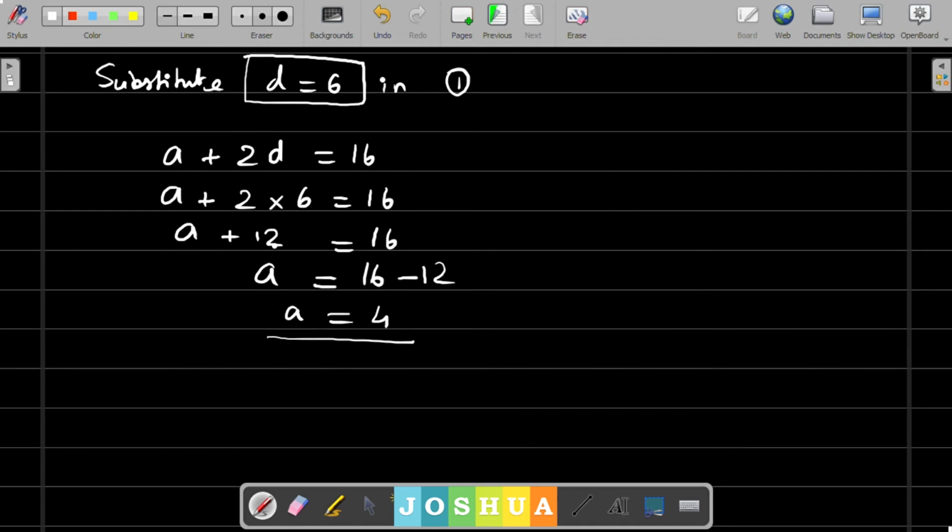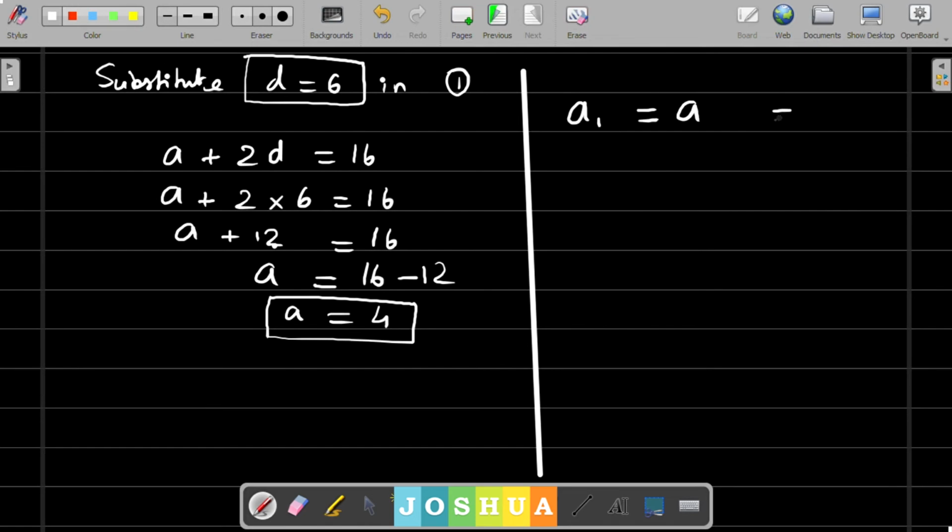I have the value of A now, and already I got the value of D. So now I am going to form an AP. How to find the AP? For the AP we need some terms, is it correct? So I am starting with A1. What is A1? That is nothing but A, and here the value is 4. Next one I am going to find A2. A2 is nothing but A1 plus D, and A1 is 4. The difference here is 6. So A2 is 10.